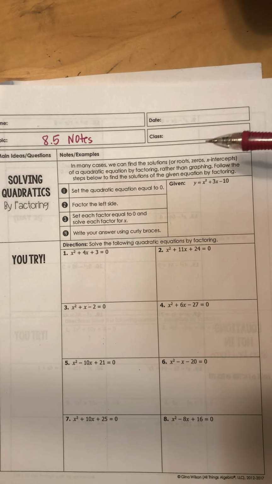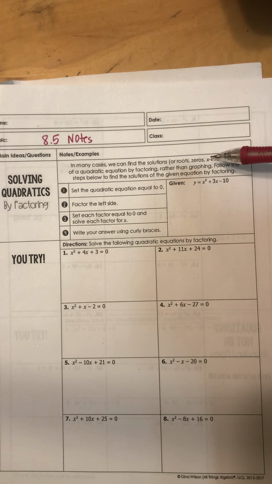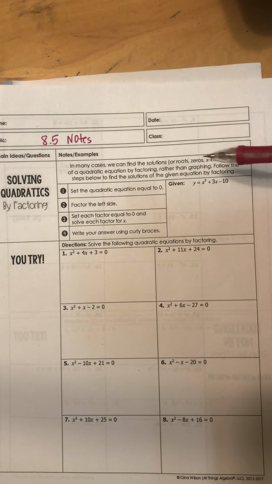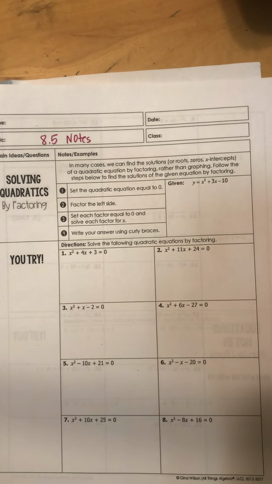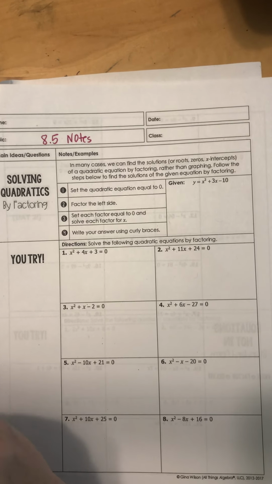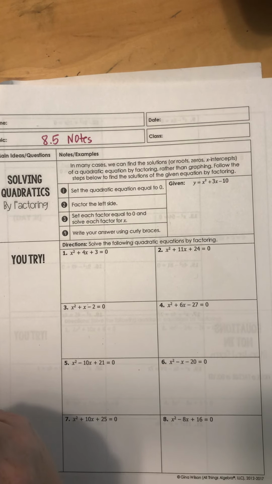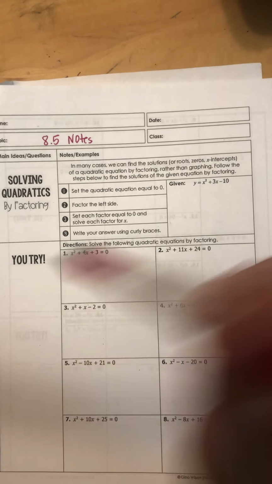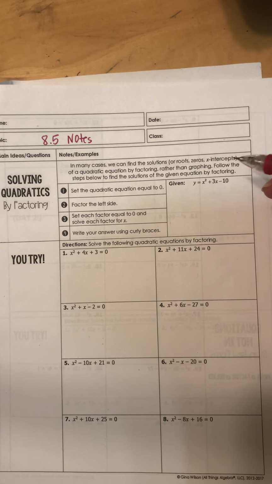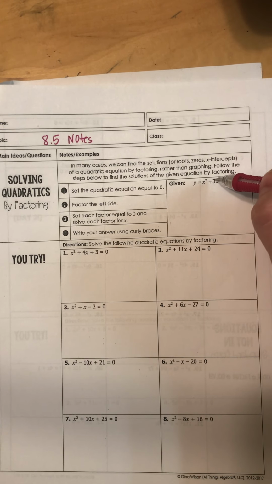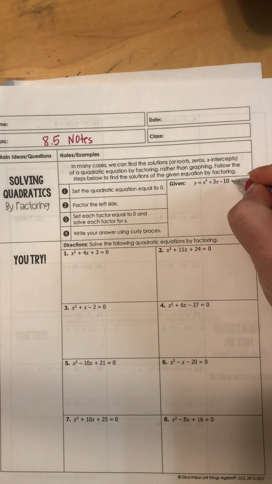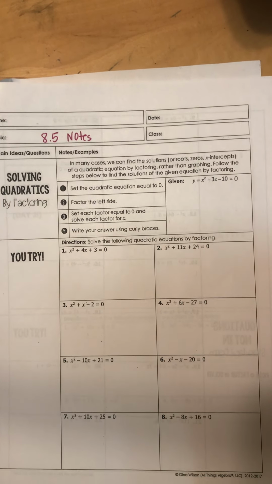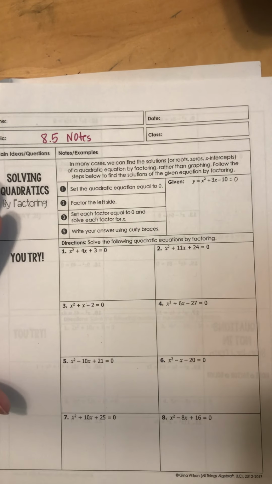Okay, so we're trying to find, again, the roots, zeros, the x-intercepts of a quadratic equation by factoring, rather than graphing it. So a lot of times you're not going to be able to graph it, you're going to have to factor it. So follow the steps. The very first step is set the quadratic equation to 0, and the first ones are already going to be equal to 0. So as long as you have your x squared, and then your x, and then whatever your constant is, if there is one, you're just going to say equals 0. Okay, so that one's equal to 0 already.